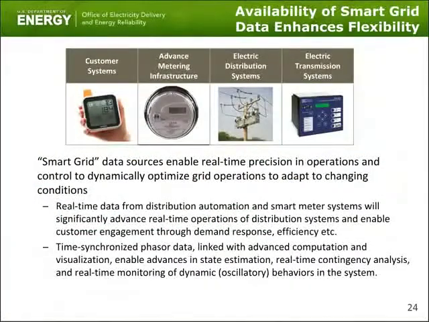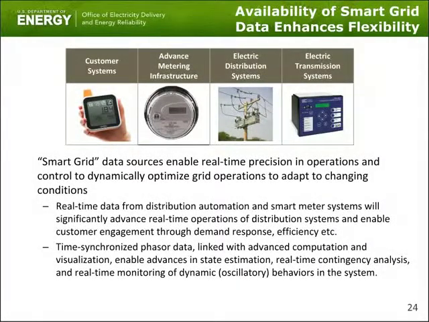So one of the ways that flexibility can be enhanced is through availability of data. And over the last 6 years or so, there's been significant investment through public-private partnerships in extending smart grid data sources, both at the distribution level through distribution automation and smart meter systems, as well as at the transmission system through time-synchronized phasor data to really be able to understand the dynamics that are happening in the system and some of the oscillatory behaviors that are out there.